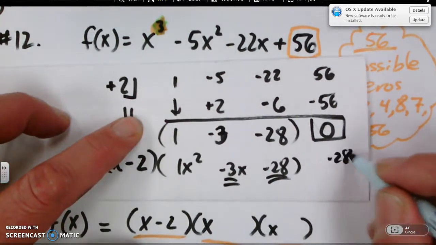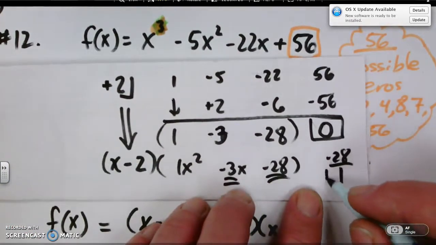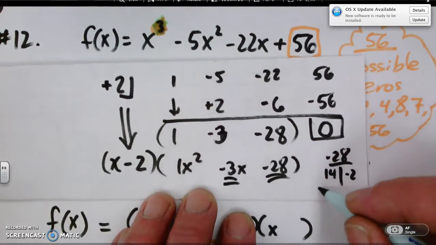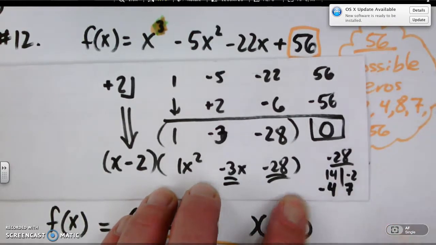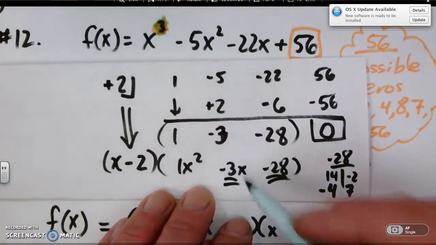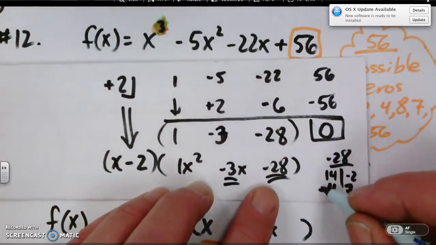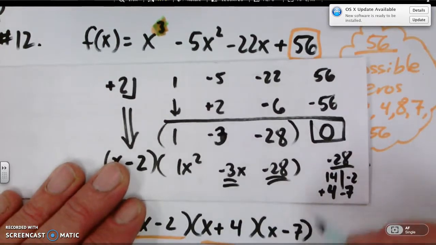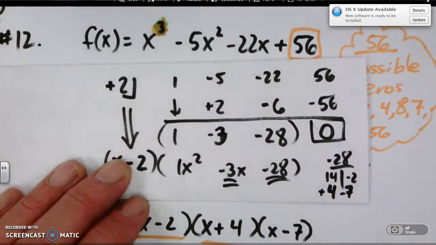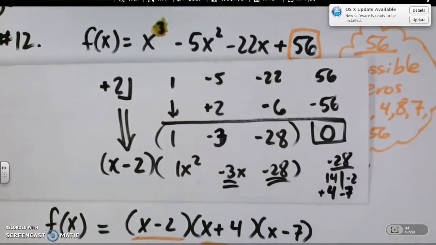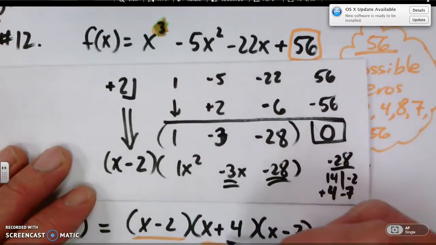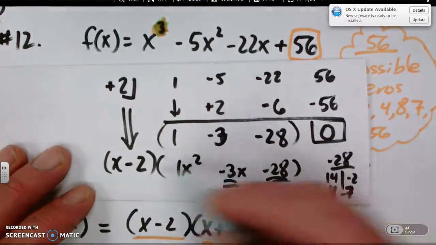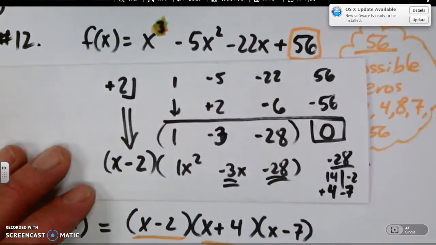Well, that could be 14 times negative 2, but that doesn't give us negative 3 in the middle. If we tried negative 4 and 7, that's good, but that would give us a positive 3 in the middle. So if we try a positive 4 and a negative 7, they multiply to make negative 28 and they add up to negative 3. That's it. That's our factorization. If you FOIL this out, it would give you this. If you distribute this all out, it would give you that.